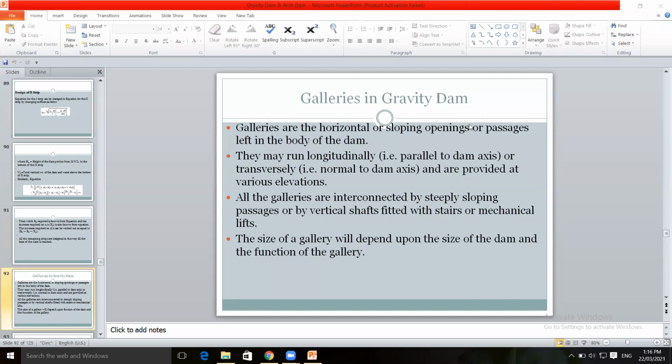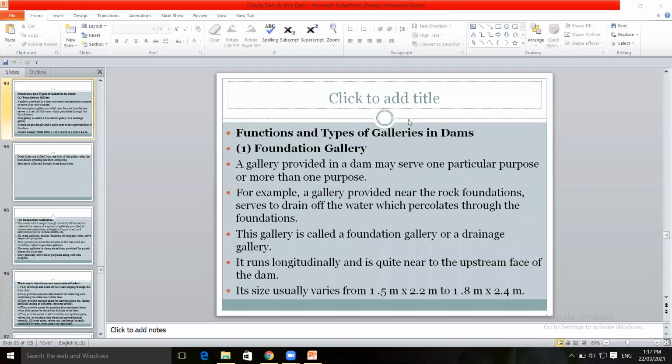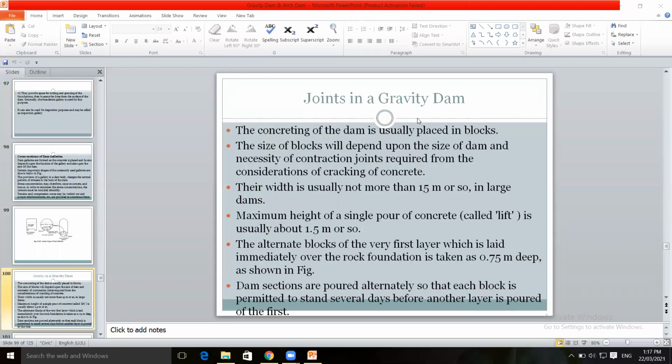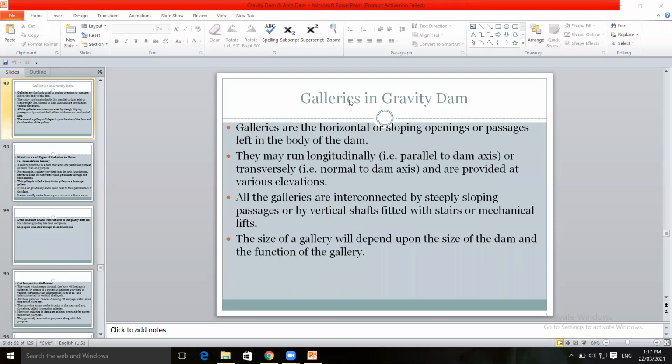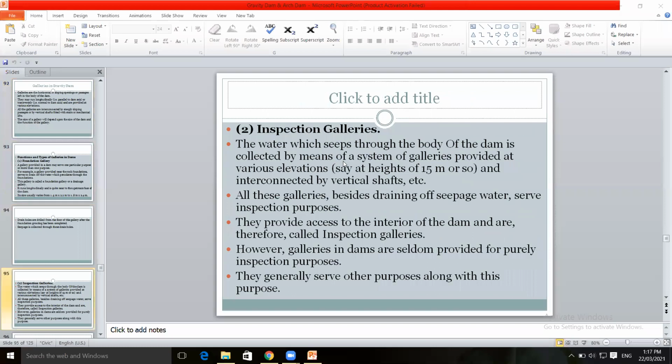So, galleries in gravity dam. Galleries in gravity dam and joints in gravity dam. First we'll see galleries in gravity dam. What are the galleries?